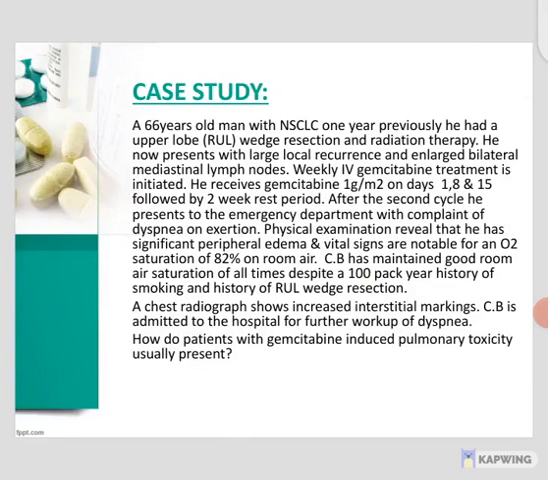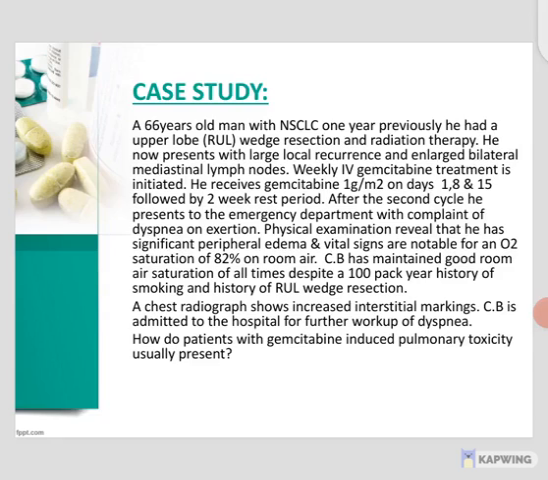Case study related to gemcitabine-induced pulmonary toxicity. A 66-year-old man with NSCLC, non-small cell lung cancer. One year previously, he had a right upper lobe wedge resection and radiation therapy. He now presents with large local recurrence and enlarged bilateral mediastinal lymph nodes. Weekly IV gemcitabine treatment is initiated. He receives gemcitabine 1 gram per meter squared on days 1, 8 and 15, followed by a 2-week rest period.